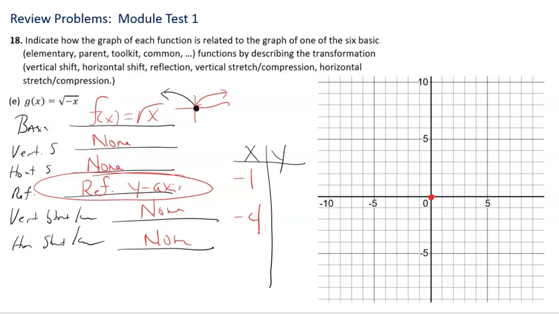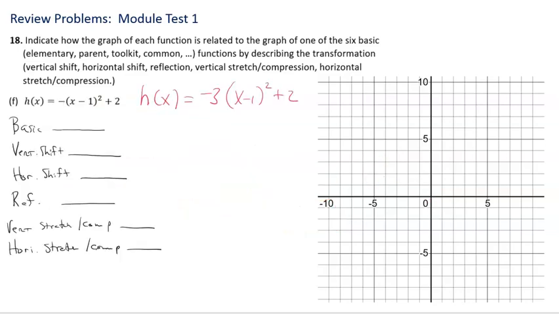If I plugged in -2 or -3 or -5, I would get irrational numbers where I'd have to use my calculator. But here, I've got the square root of, now there's a negative inside that's already there, and then I'm taking out the x and substituting in -1. So basically, that's the square root of negative of a -1, which is the square root of 1, which is 1. Same thing's going to happen with the -4. So negative of a -4 is the square root of 4, which is 2. So I have negative 1, 1, and then negative 4, 2. And there is that arc over to the left.